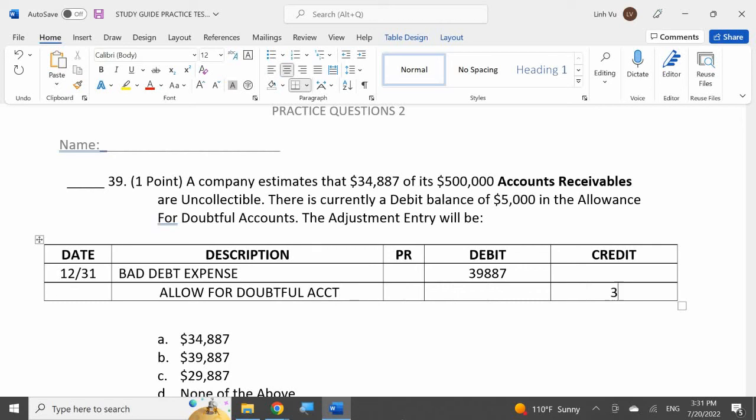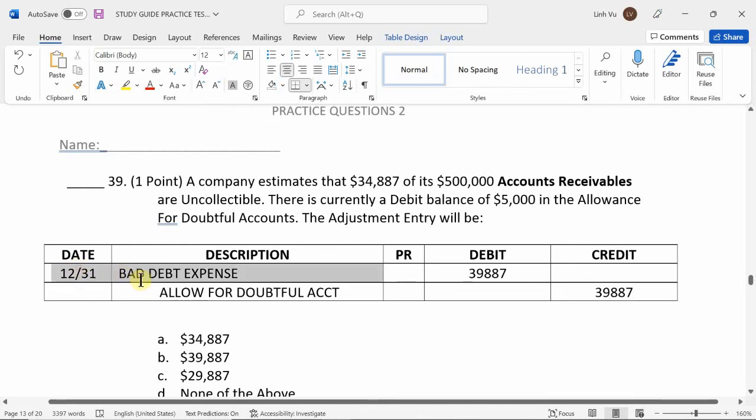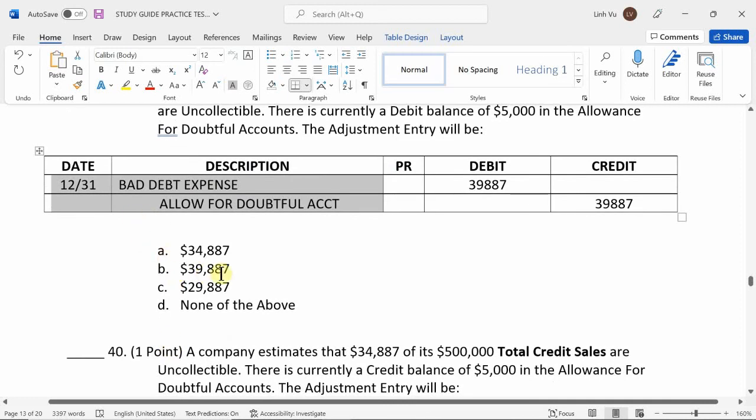Okay, so 39,887. Yes, because in this case, we identified we're using the balance sheet method, right? And that means the allowance for doubtful accounts will influence your overall estimated amount. So if you have a debit balance, when your end goal is to get to 34,887 on the credit side, you're going to add those two values together, so that does give you 39,887. Okay, good. All right. So that means the answer is letter B. Awesome. Okay.